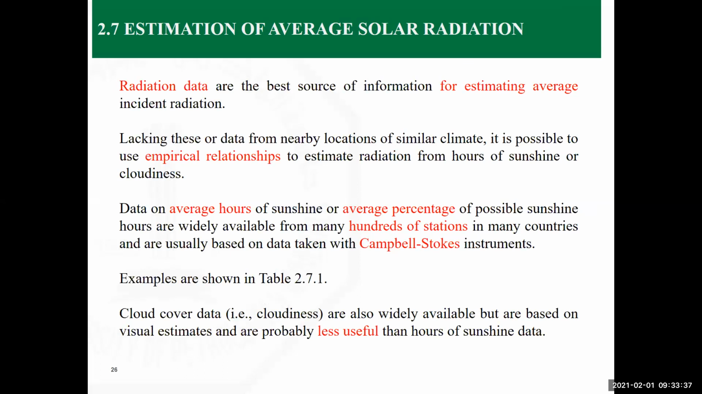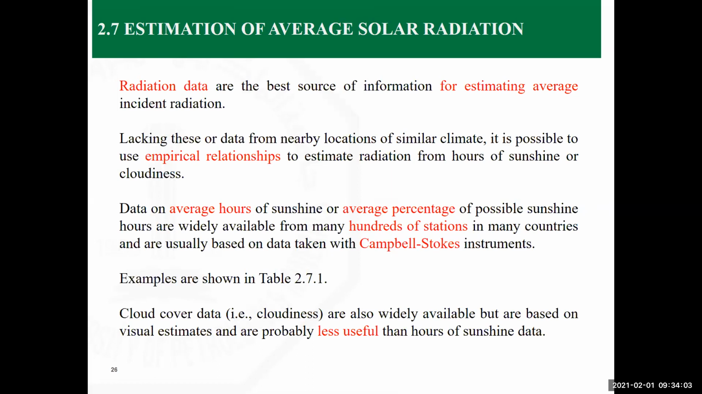Radiation data, the raw data, you collect as much as you can out of this raw data to come up with the average incident radiation on surfaces. If these data are missing for a certain place, then we try to use statistical methods to predict it, or maybe use a nearby place where you have some data so that you can use it for the prediction.